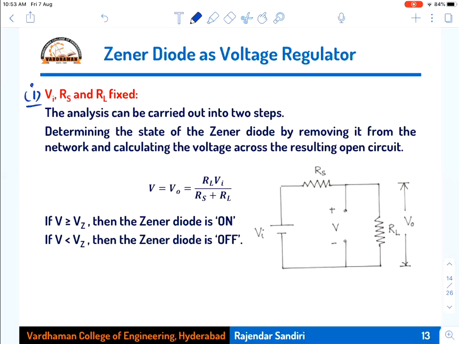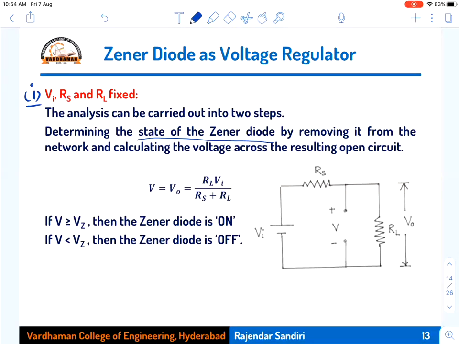Now, determine the state of the GNR diode by removing it. First we have to determine whether the GNR diode is on or off. That we call the state of the GNR diode. It will be on if it is operated in the breakdown region, because that is what is actually required. It will be off otherwise. For low voltages it is off. For high voltage, which is called the GNR voltage, it is on.